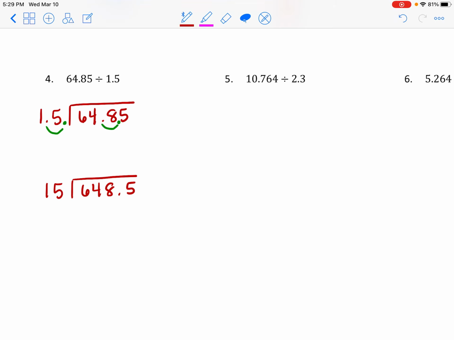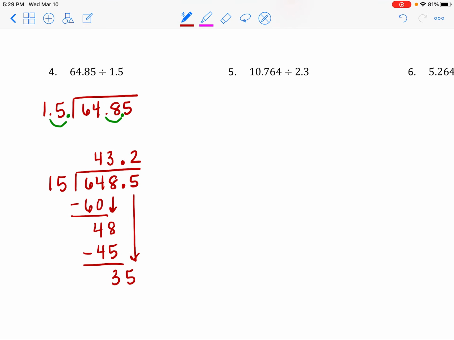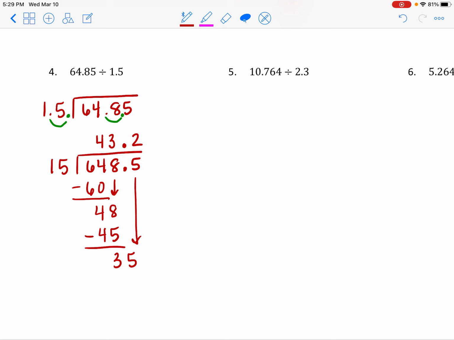All right, so now the decimal is going to go right here in the answer, same spot, and 15 we're going to divide into 64 4 times. 4 times 15 is going to make 60. So when we subtract, we get 4. We're going to bring down the 8. And then 15 is going to go into 48 3 times. 3 times 15 makes 45. We're going to subtract. We're going to get a 3. Bring down the 5. And 15 is going to go into 35 twice. Twice is going to give us 30.